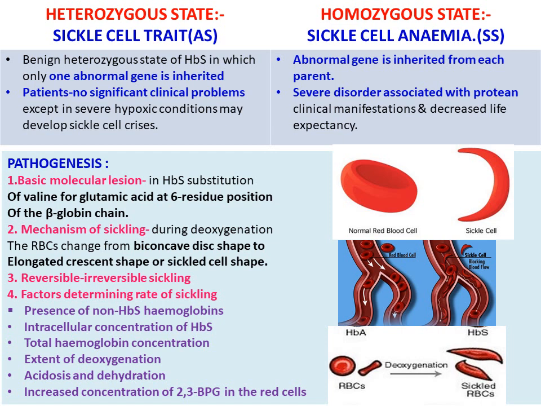Then the factors determining the rate of sickling. So the rate of sickling depends on the presence of non-hemoglobin S hemoglobins, the intracellular concentration of HbS, total hemoglobin concentration, extent of deoxygenation, acidosis and dehydration, and increased concentration of 2,3 BPG in the red cells. So these are the factors affecting sickling: deoxygenation extent, acidosis and dehydration, hemoglobin concentration, and intracellular concentration of HbS.